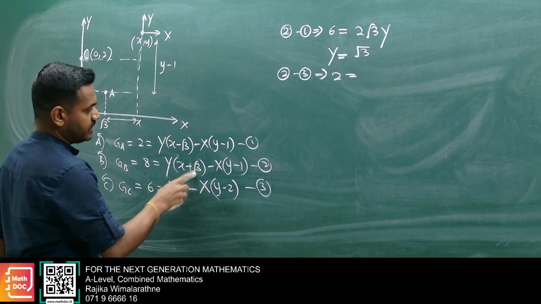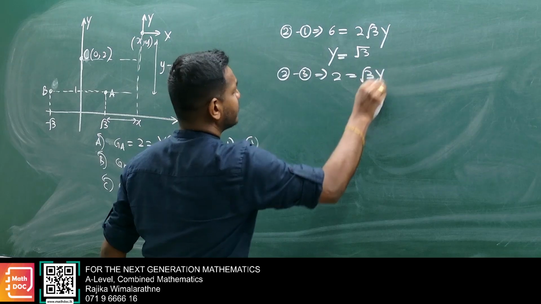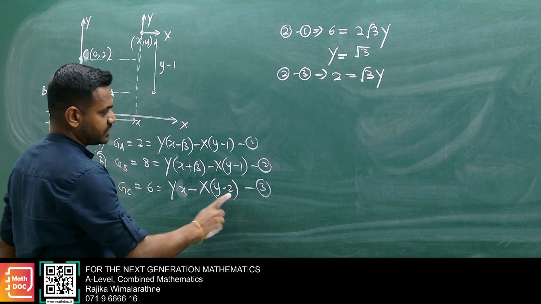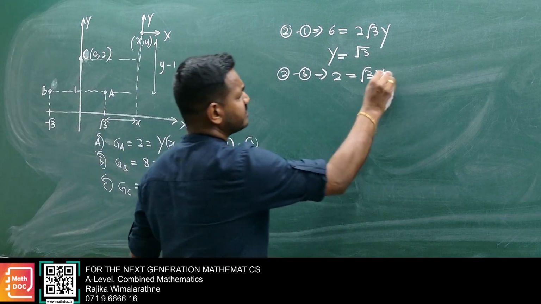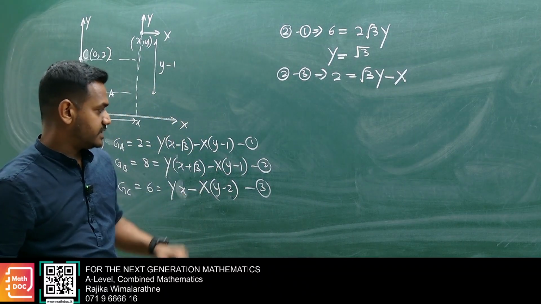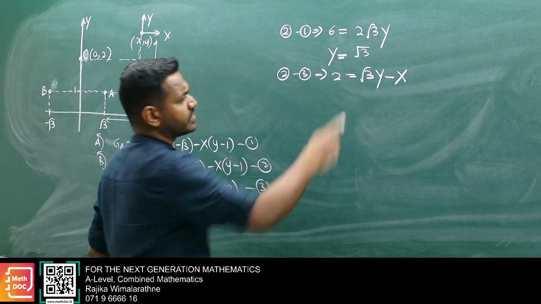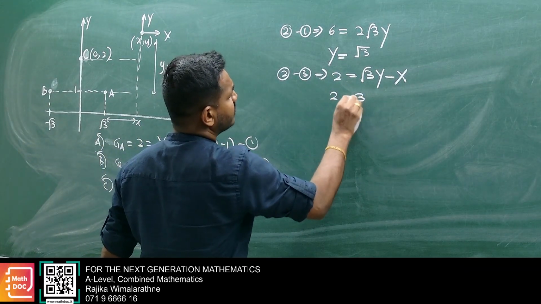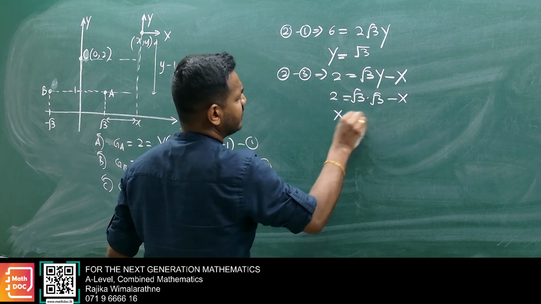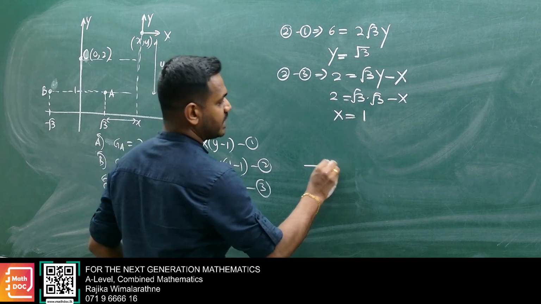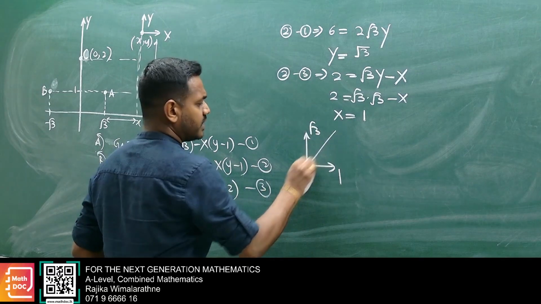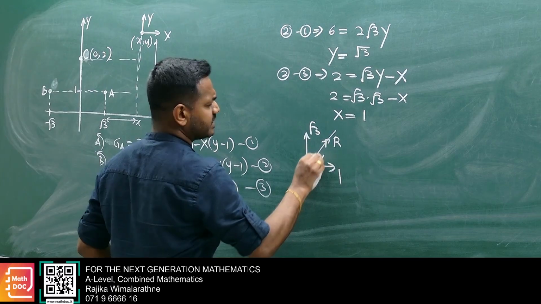Yx cancels, root 3 y. Yx cancels. Here plus x, 2 minus x. Here plus x minus x. 2x now. Then put root 3 here, 2 root 3 x. Then x equals 1. Therefore the resultant horizontal component is 1, vertical component root 3. Then you can find the resultant magnitude and direction.